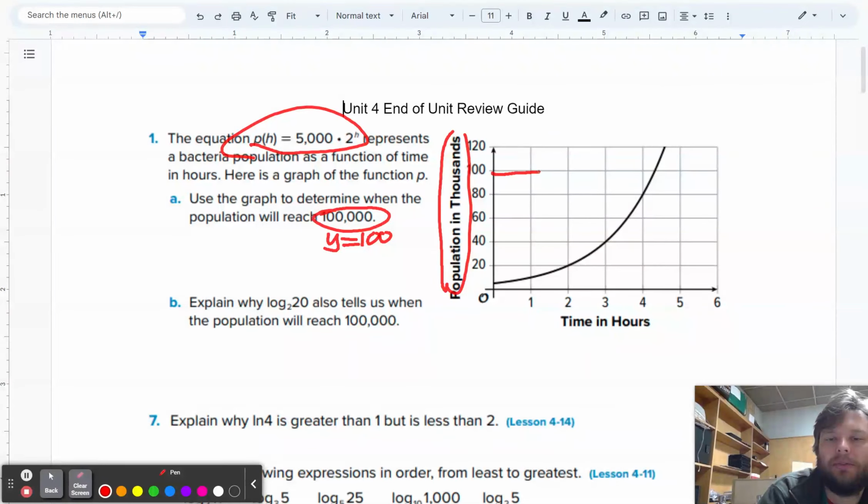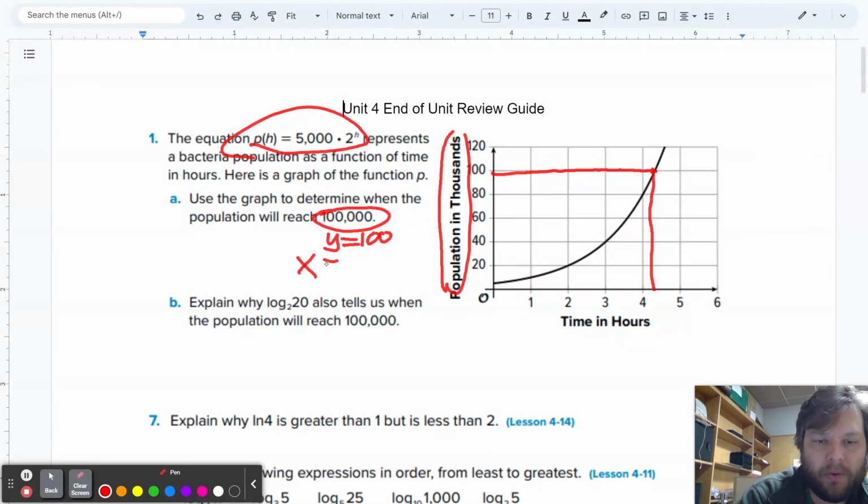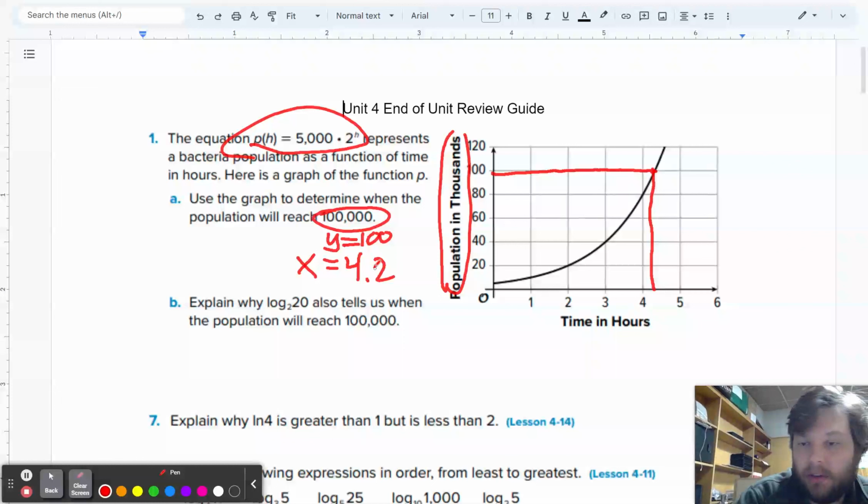So I scoot over from y equals 100 until I hit my curve, and then I go down from there. And that looks like, I don't know, x is about 4.2. You could say 4.3. You could even say 4.1. I'm not going to take points off. Just don't say 4.9. It's definitely closer to 4 than it is to 5.